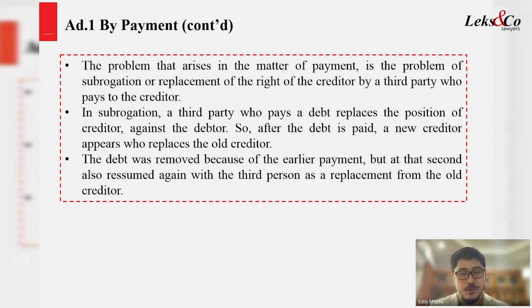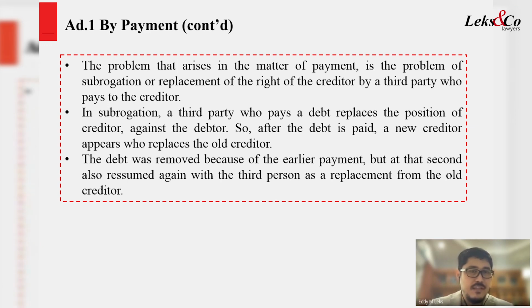And then the next point is about subrogation. Yeah, we are going to discuss it after this. In subrogation, a third party who pays a debt replaces the position of creditor against the debtor. So after the debt is paid, a new creditor appears who replaces the old creditor. The debt was removed because of the earlier payment. But at the second, maksudnya tuh dalam detik yang sama atau detik berikutnya gitu ya, it lives again, I mean it resumes again, ya, with the third person as a replacement for the old creditor.